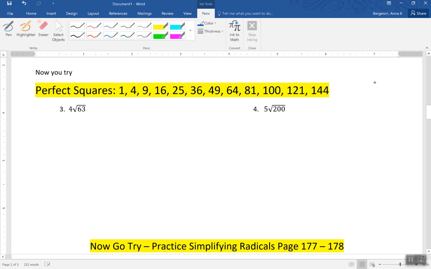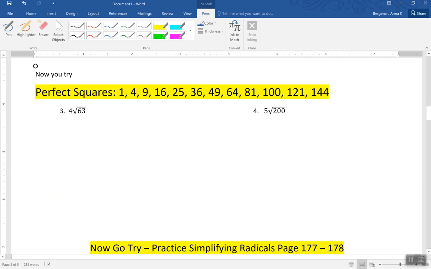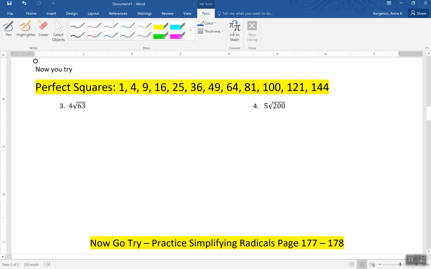All right, so let's try 3 and 4. So again, we're going to simplify this radical first. So I find my radical on my list. That would be right here, 63, right between 49 and 64. So if I tried all of these numbers, 49, 36, 25, 16 would not work. The first number that would work would be 9. If I divide 63 by 9, I get 7. So that tells me that 63 is 9 times 7.